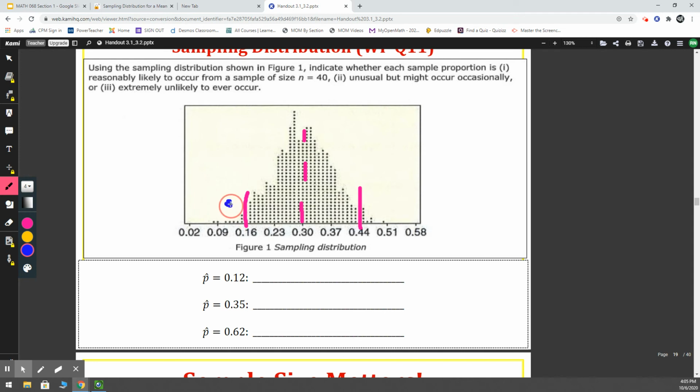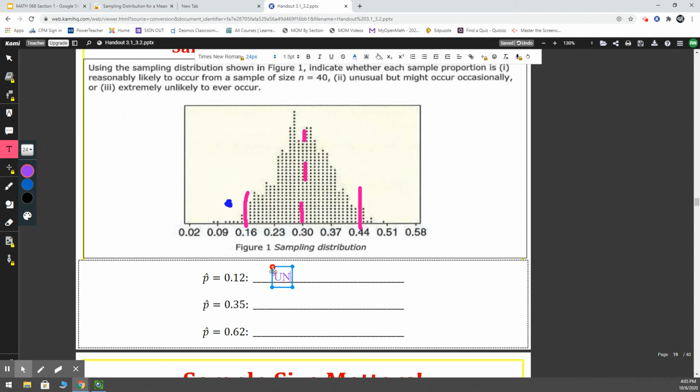That's where that data point is. Well, that's kind of close to this line. So I would gauge this particular item, 0.12, as being unusual. But, however, at the same time, it might occasionally occur.